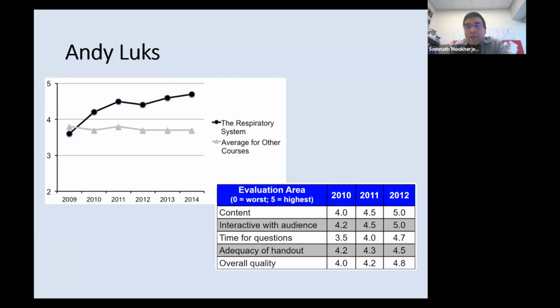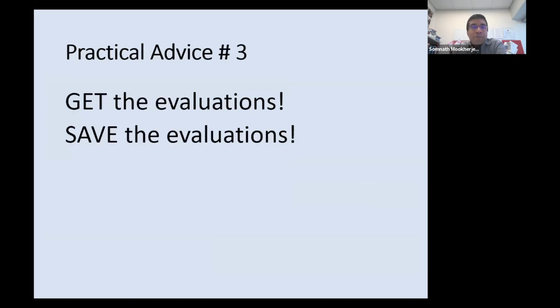This is Andy Lux, also shared with permission. He runs the respiratory course, or I'm not sure what it's called now, but he graphed their scores and how they improved, not only how they improved, but how they compared to the other courses as well. So this is evidence of improvement and impact and quality. This is another way you could do it if you chose to. Including this kind of chart in my teaching portfolio kind of blew my mind, so I didn't do it, but some people do it if you wanted to.